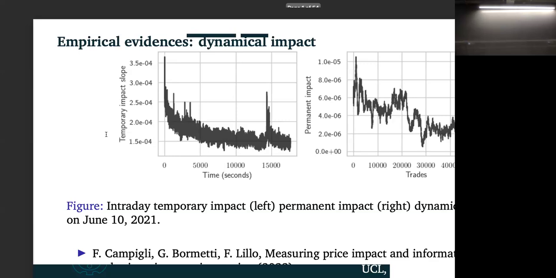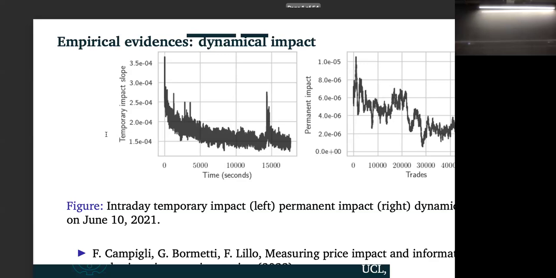And the other one is the permanent impact, which is much harder to measure in some sense. In this case too, you see that during the day you have a lot of fluctuations. So you cannot assume, like Almgren and Chriss, that the permanent and temporary impact coefficients are constant; actually they vary with time.